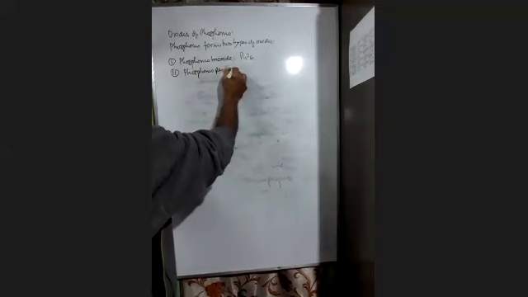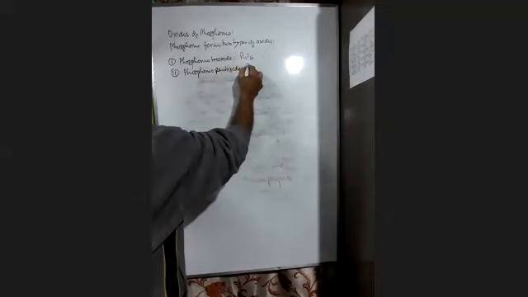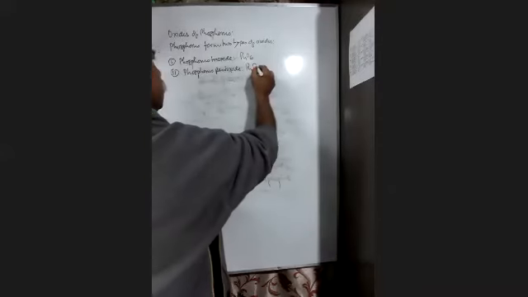And the second one is phosphorus pentoxide. It should have been P2O5, but two of them join. So P2O5 into 2 is what? P4O10. Okay, so I'll draw the structure. Structure is important. Okay.